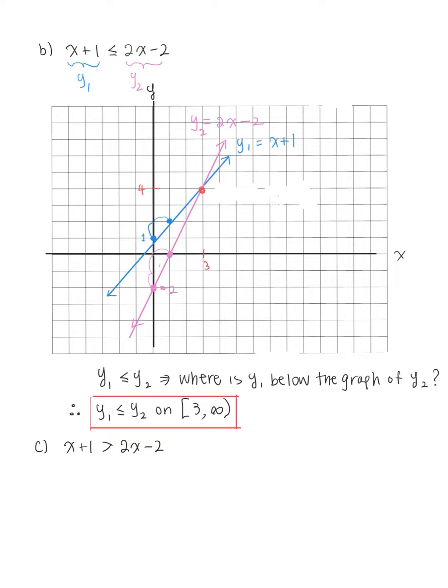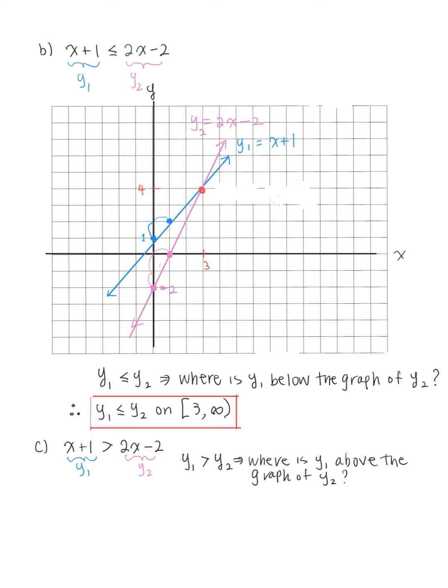Okay, so let's look at part C. x plus 1 is strictly greater than 2x minus 2. So again, here is our y1, and this is our y sub 2. So basically, this is asking us, where is y1 strictly greater than y2? Which is the same thing as saying, where is y1 above the graph of y2? So let's take a look. So here's again, this is your y1, this is your y2, right? So where is y1 above y2?